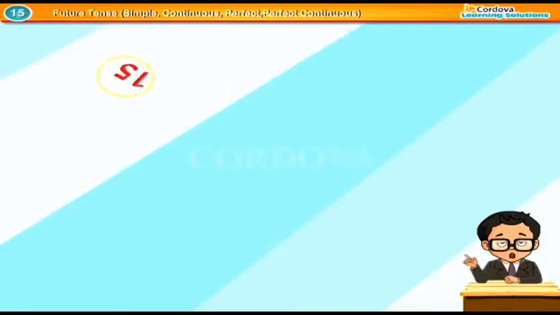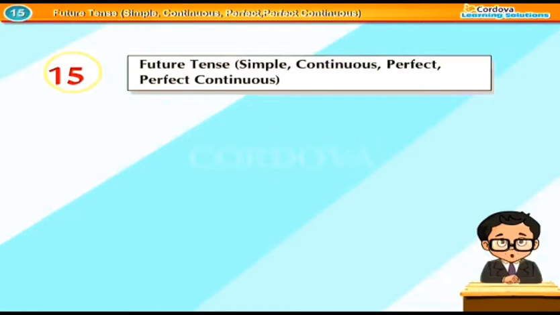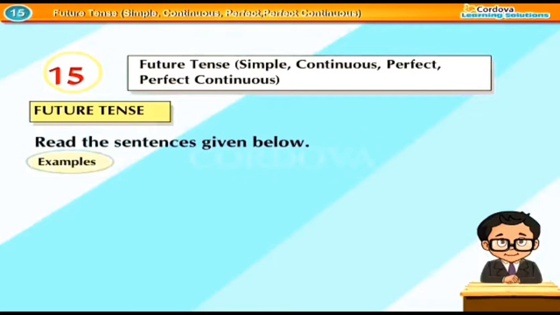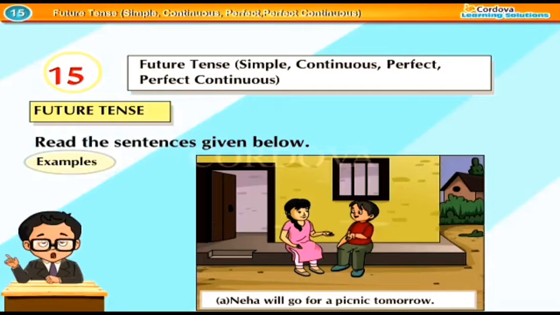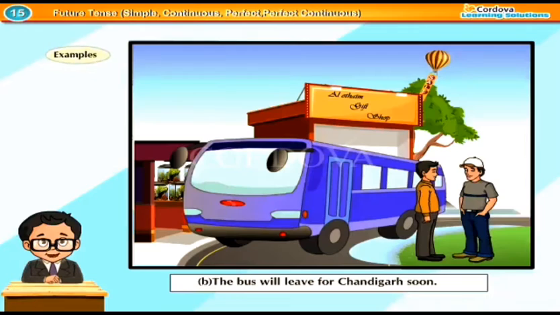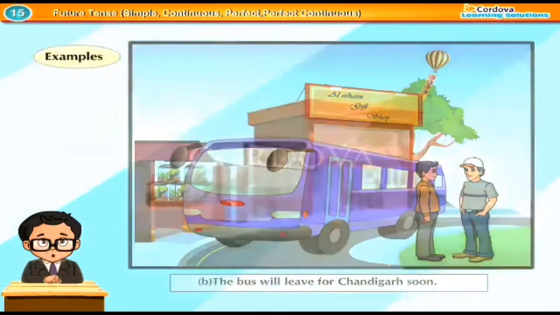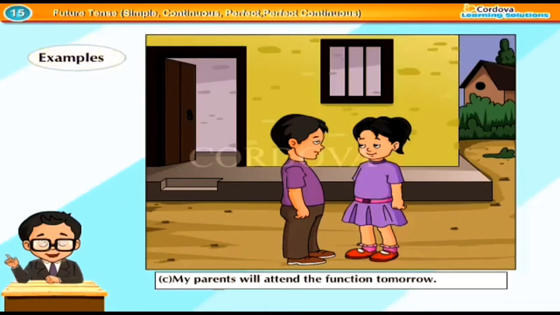Chapter 15. Future tense. Simple, continuous, perfect, perfect continuous. Read the sentences given below. Examples. Neha will go for a picnic tomorrow. The bus will leave for Chandigarh soon. My parents will attend the function tomorrow.